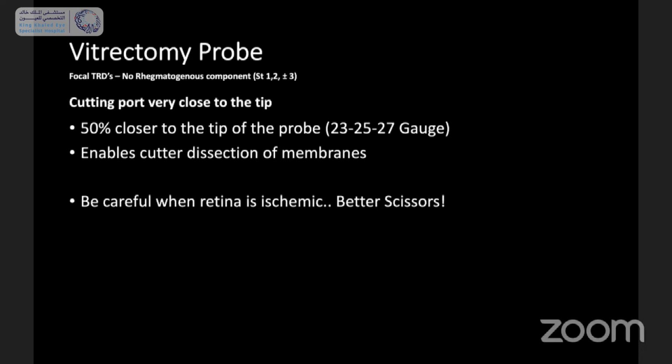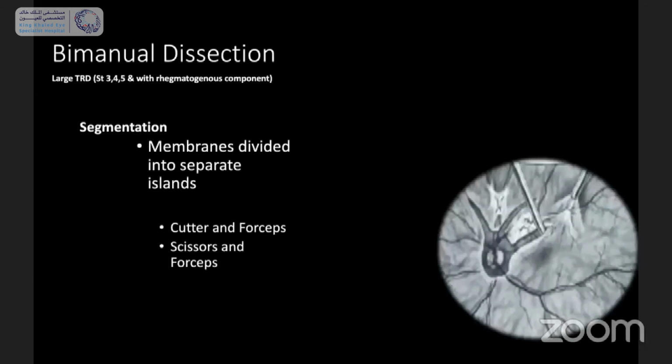I need to be careful doing this when the retina is ischemic and when the retina is mobile, which can happen in cases of combined TRRDs, but also in cases with no rhegmatogenous component, where the retina can sometimes be floppy. In these cases, I still prefer scissors, with larger gauge, 23 gauge, because they offer a better surface of grip and allow you to dissect better. As I said, I use segmentation nowadays to get access to the surgical plane. And when the TRDs become more complicated and there are large adhesions, I prefer to do the surgery bimanually, either with forceps and scissors, or with forceps and cutter.